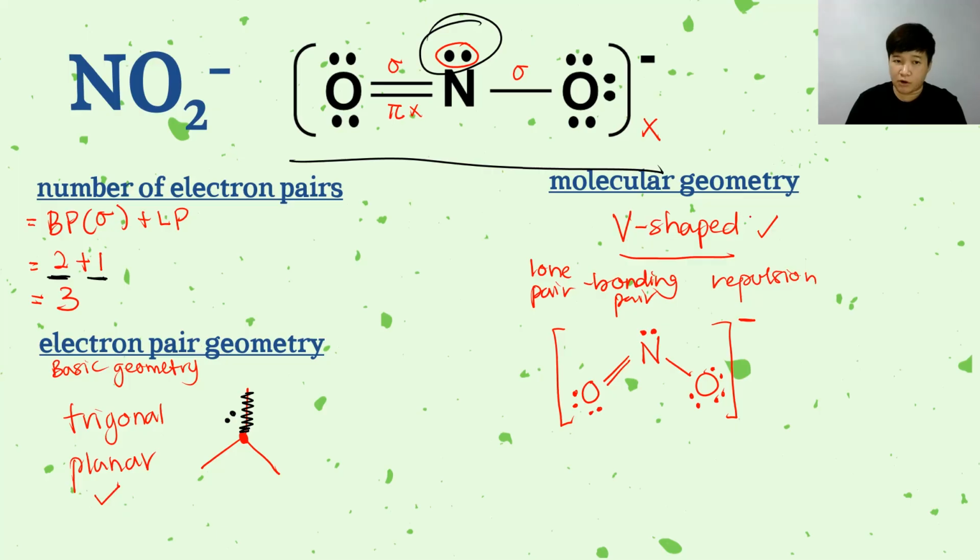And the bond angle will also change because the bond angle will now be less than 120 degrees. Due to the presence of your lone pair, your bond angle will get smaller. Make sense? Simple. First and foremost, we still need to get the correct Lewis structure first. So make sure you know how to draw your Lewis structure correctly.